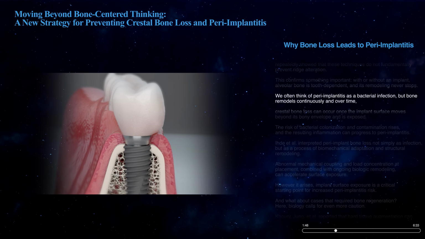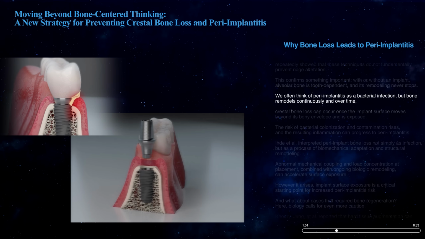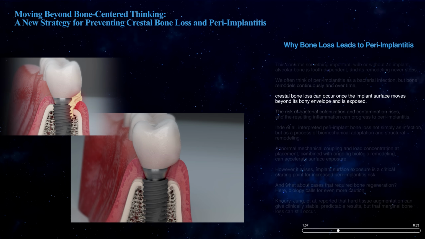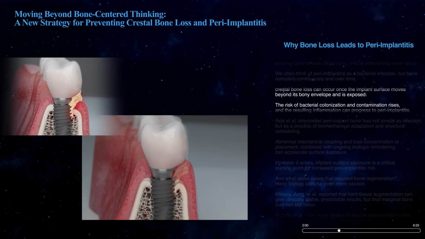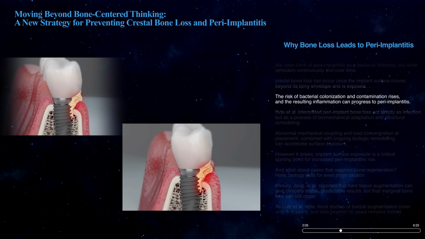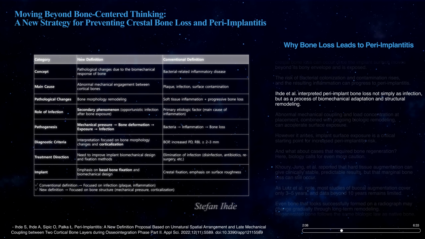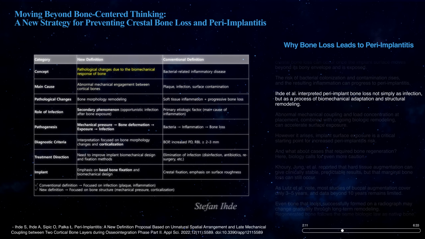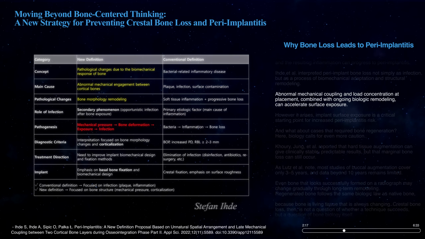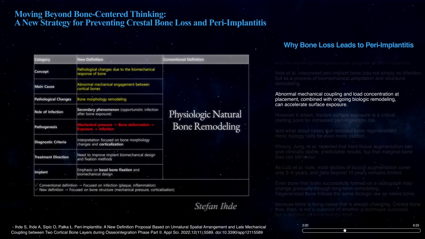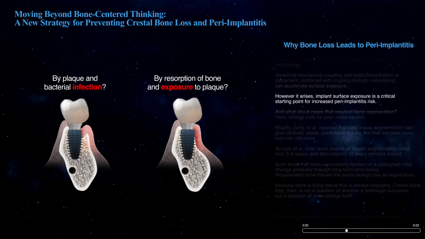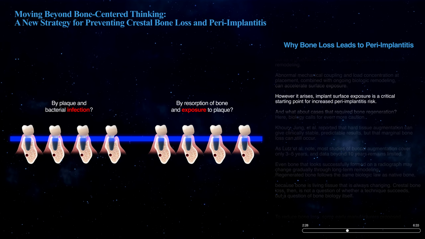We often think of peri-implantitis as a bacterial infection, but bone remodels continuously, and over time, crestal bone loss can occur. Once the implant surface moves beyond its bony envelope and is exposed, the risk of bacterial colonization and contamination rises, and the resulting inflammation can progress to peri-implantitis. Eide and colleagues interpreted peri-implant bone loss not simply as infection, but as a process of biomechanical adaptation and structural remodeling. Abnormal mechanical coupling and load concentration at placement, combined with ongoing biologic remodeling, can accelerate surface exposure. However it arises, implant surface exposure is a critical starting point for increased peri-implantitis risk.